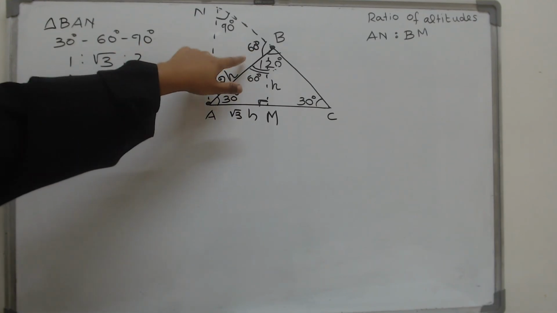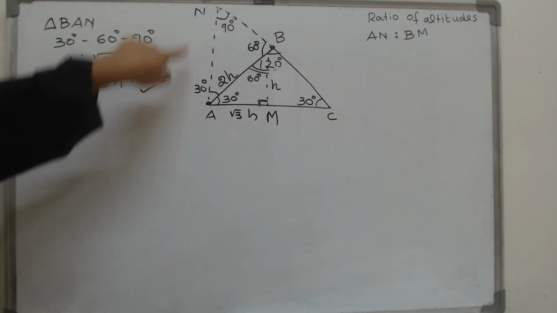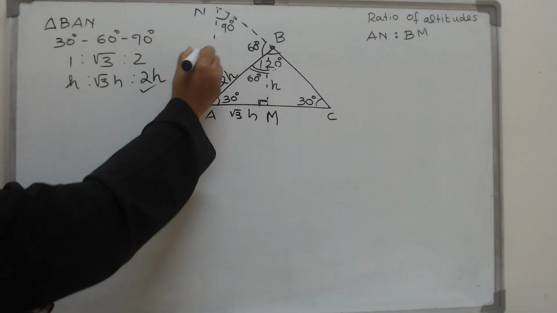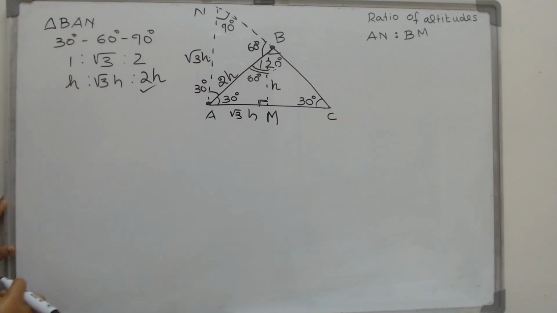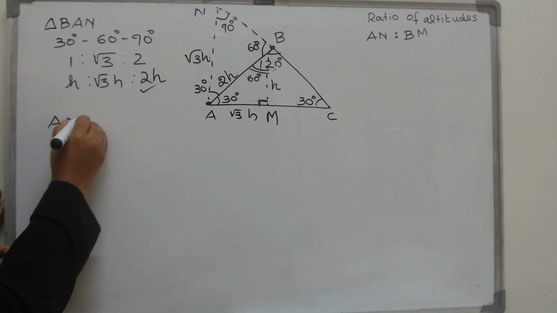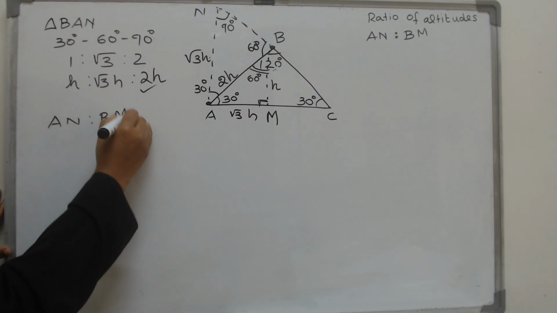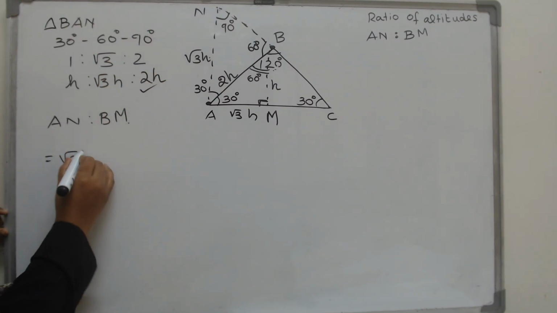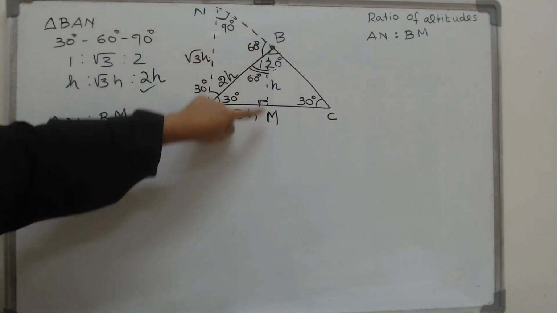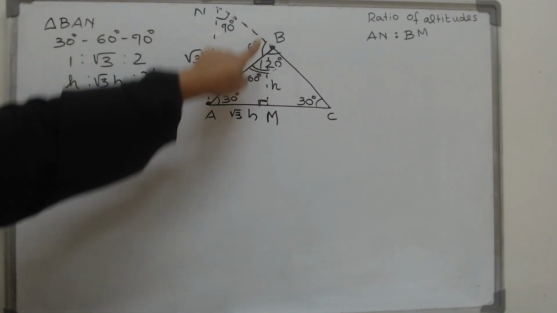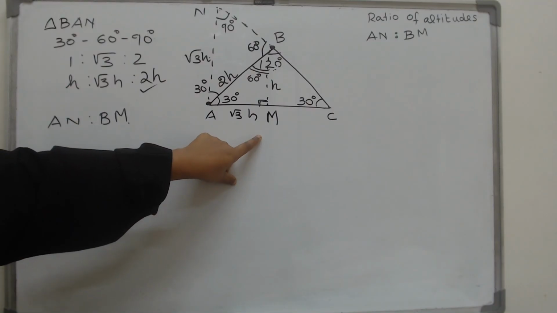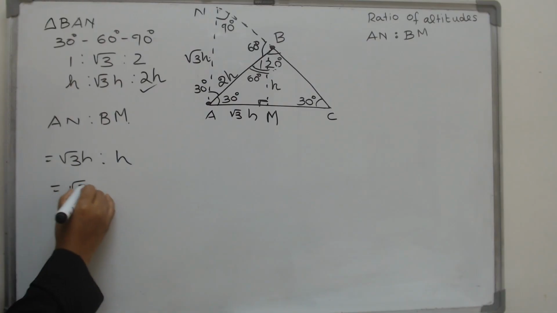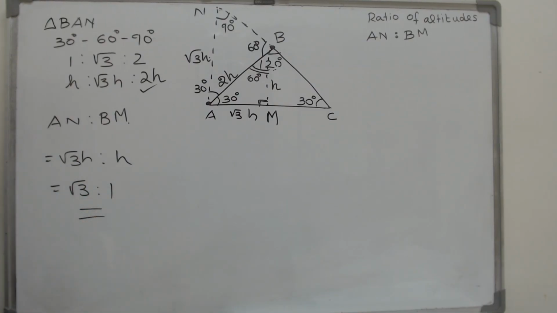Opposite to 60, your AN, your altitude AN. What is it? Opposite to 60, you have a root 3H. That is what we want. We want AN and its ratio to BM. We have found AN is root 3H. And what is BM? The altitude which connects B to the opposite side AC. What is it? We started with an H. So there, this is the ratio that we were looking for.